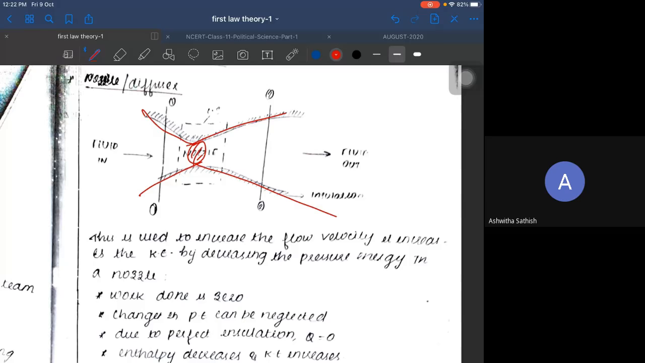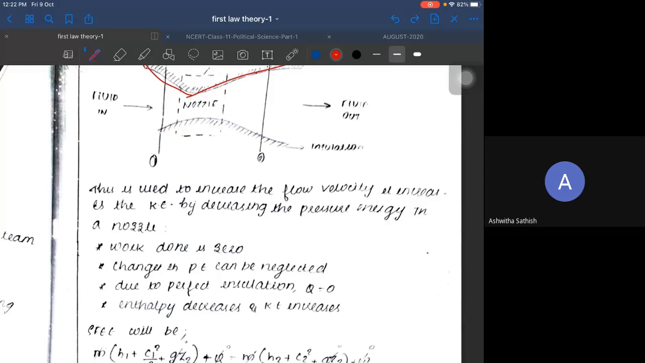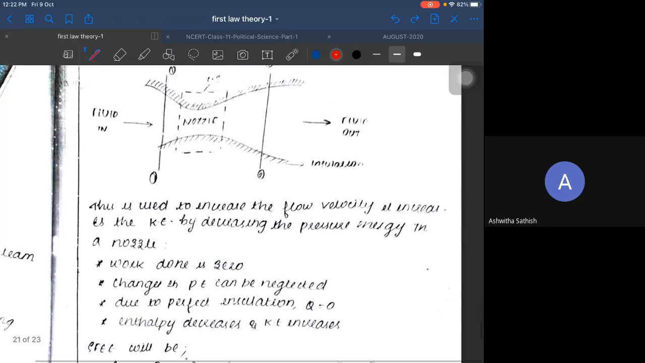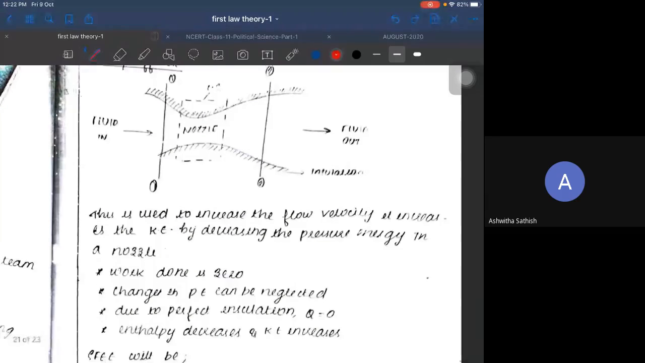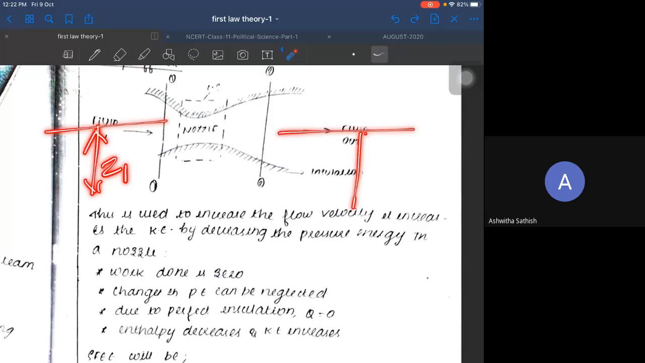In order to vary your velocity and pressure, nozzles are used in different engineering applications. In such applications, is there any work transfer? Definitely not, because you are not doing any sort of work in the system. You are just decreasing and increasing the pressures. So you can take the work done to be 0. Change in the potential energy is neglected. Remember this, because the inlet would be at the same height, and the outlet would also be at the same height.